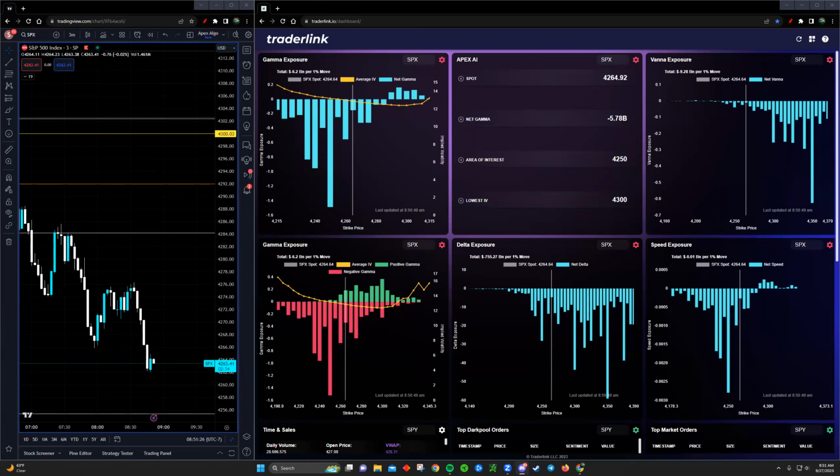IVSQ is pretty flat today, guys. The contracts just got to like 12% volatility.